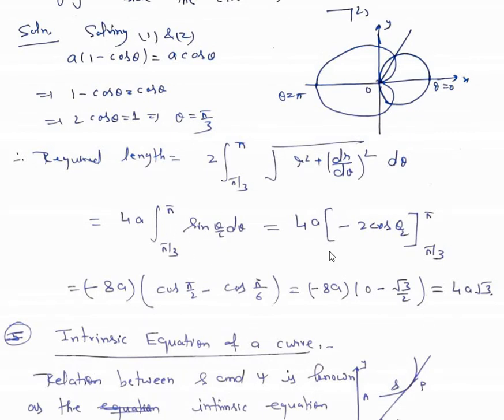Integration of sin theta by 2 is minus 2 cos theta by 2. Limits are from pi by 3 to pi. So this is equal to minus 8a (cos pi by 2 minus cos pi by 6). Cos 90 is 0. Cos 30 is under root 3 by 2. So this is equal to 4a into under root of 3. So length of this portion is 4a into under root of 3.